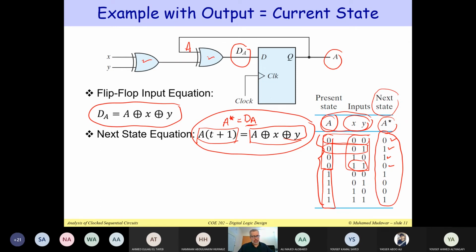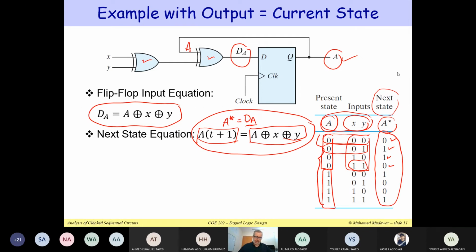Let me ask you this question. How many states do we have in the state diagram? Very simple question. 2. Yes, 2. What are these 2? X and Y? No. A prime? No. A equal to 0 and A equal to 1, because the states that appear in the state diagram depend on this A here. So A can be 0, A can be 1. So we have these 2 states.